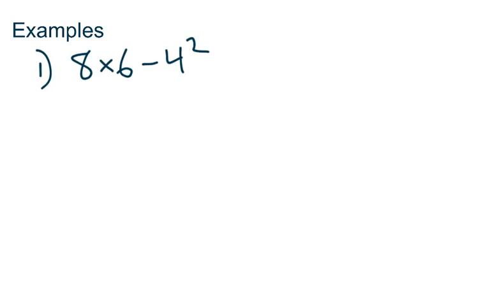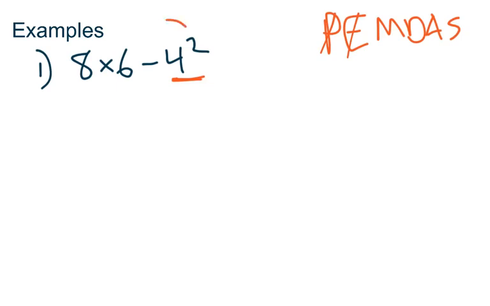In this first one, we have 8 times 6 minus 4 squared. Now what I want to do is off to the side write my acronym, PEMDAS. And I'm going to work through it. So I don't have any parentheses, so I'm going to cross the P out. But I do have an exponent, and that's right here. So I need to address that. And the only thing that's being squared is the 4. The negative is not affected by this. And so I'm going to take my time and go 8 times 6 minus 4 squared, which is 16.